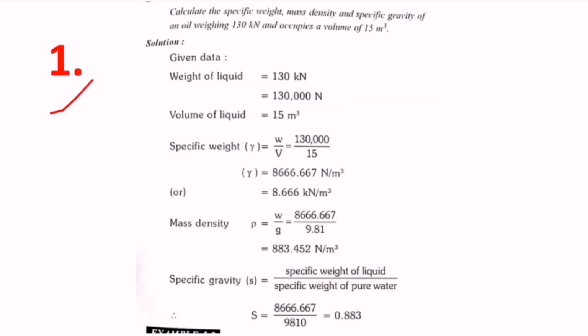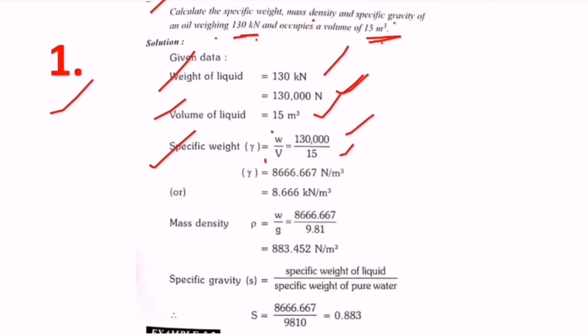Let's move on to the first question. Calculate the specific weight, mass density and specific gravity of an oil weighing 130 kilonewton and occupying a volume of 15 meter cube. Volume given and weight given. So weight of the liquid is 130 kilonewton, so we are taking it in newtons. Volume of the liquid is 15 meter cube. Specific weight formula is W by V, so W given as 130,000 and V is 15.